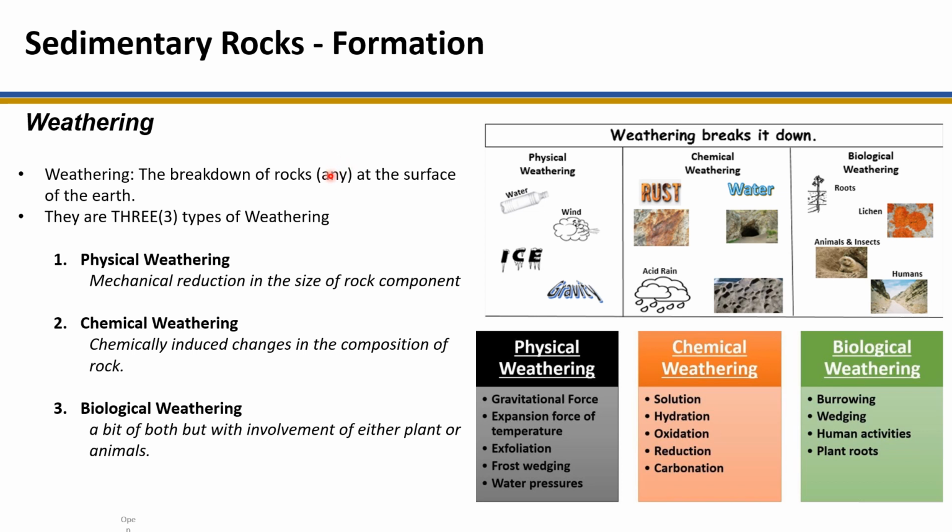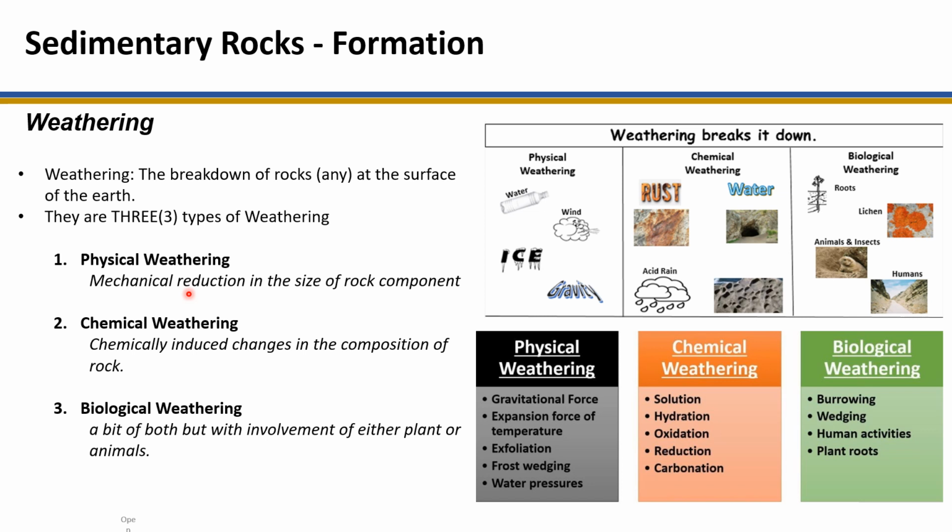Weathering, as we know, has been explained before, is the breakdown of rocks at the surface of the earth. This can be caused by a number of factors, including 1, physical weathering, 2, chemical weathering, and 3, biological weathering. Physical weathering, also known as mechanical weathering, is the process of breakdown by physical forces such as wind, water, and ice.